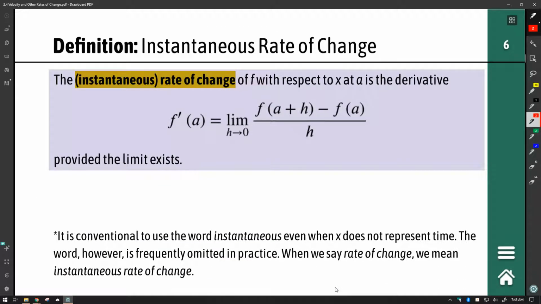The instantaneous rate of change of f with respect to x at some point a is the derivative, f prime of a. And we know this is the limit definition of derivative. It's conventional for us to use the word instantaneous even when x doesn't represent time. The word, however, is frequently omitted in practice. When we say from here on out rate of change, we're going to mean instantaneous. Just as when we talk about velocity, if we don't say instantaneous before that, we still mean it. When we say rate of change, we mean instantaneous, we mean the derivative.